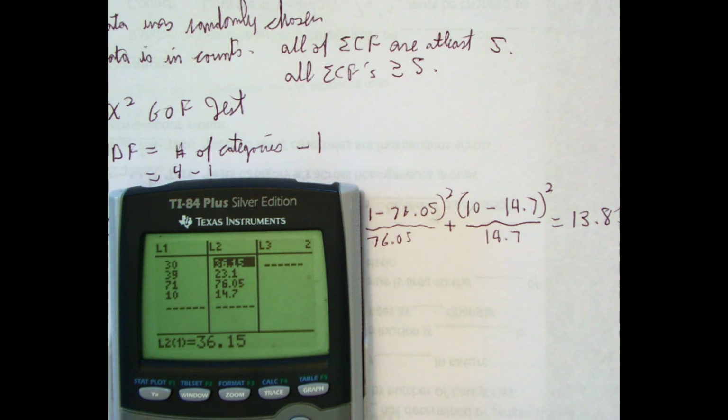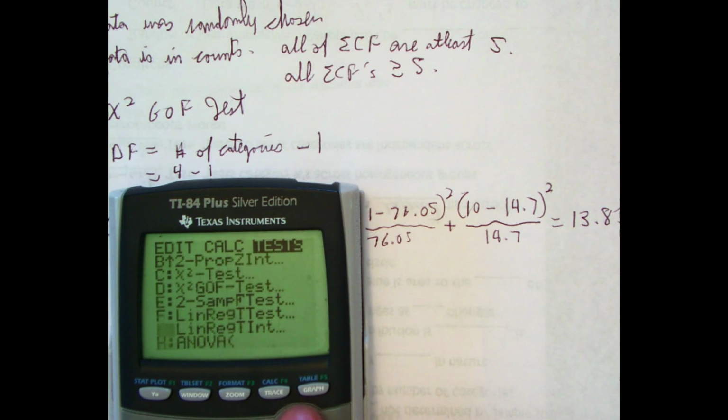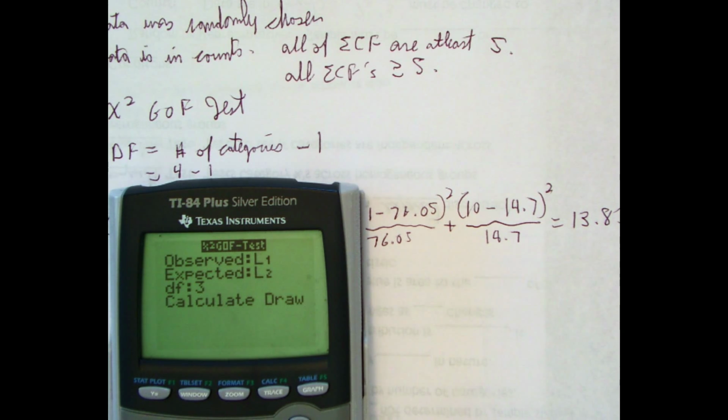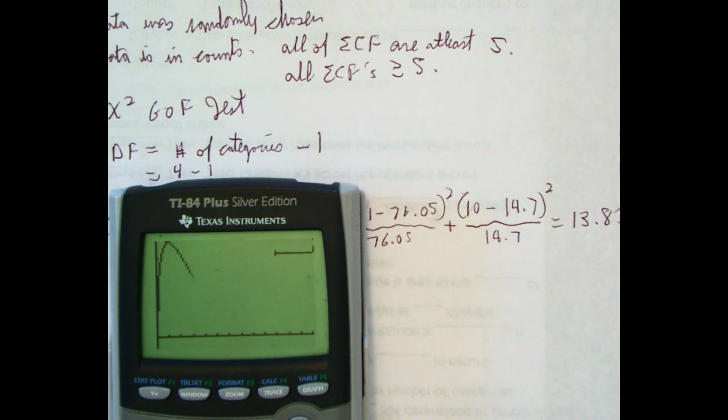Okay. From there, you're going to go to stat tests, and you need a TI-84 for this. If you have a TI-83, you're not going to have this. You're going to go to chi-squared goodness of fit test, and goodness of fit test is the one that uses the lists. So my observed values are in list 1, my expected are in list 2, and my degrees of freedom is 3. And then I say, okay, calculator, draw that out for me. Okay? And look what happens. You get your chi-squared value, it calculates that for you, and it gives you the p-value.